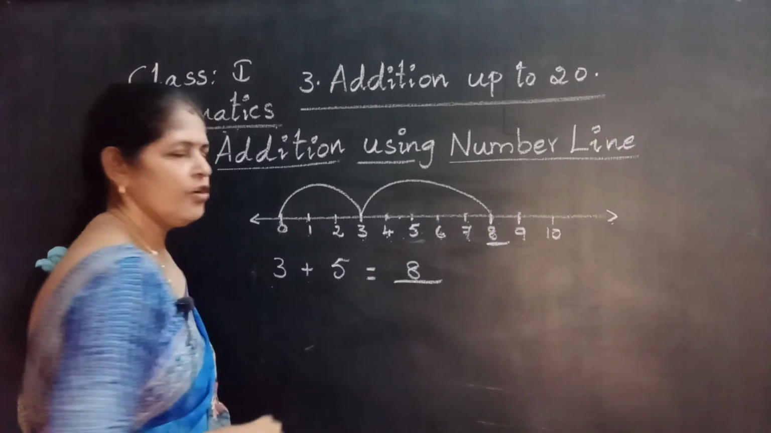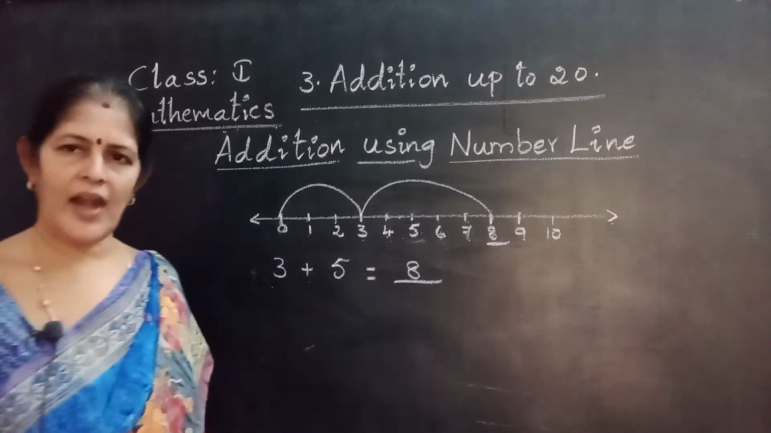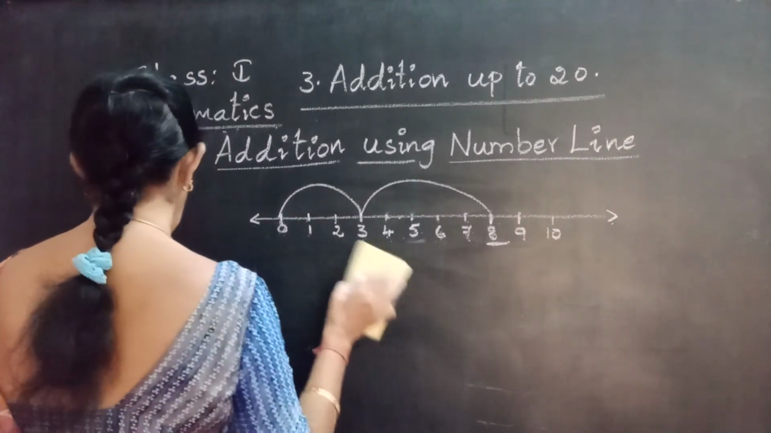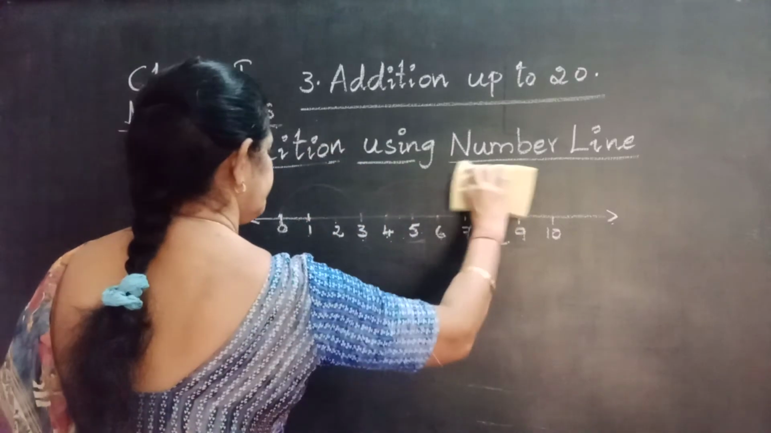This is addition on the number line. Addition on a number line. Did you understand? Okay. Next one.